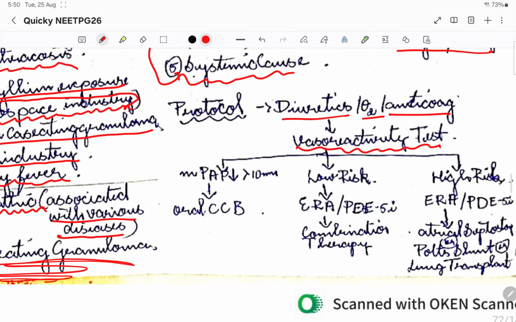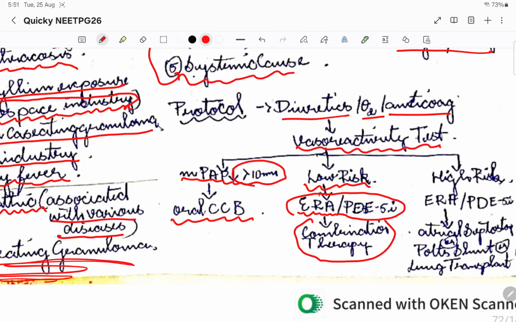So here is what we are testing. Vasoreactivity testing is what is being done. If the MPAP value is less than 10 mm, we are going to give oral calcium channel blockers. If it is a low risk case, we are going to go for an endothelin receptor antagonist and a PDE5 inhibitor, that is sildenafil, or else we are going to go for combination therapy of both. Okay, so this is for low risk cases.